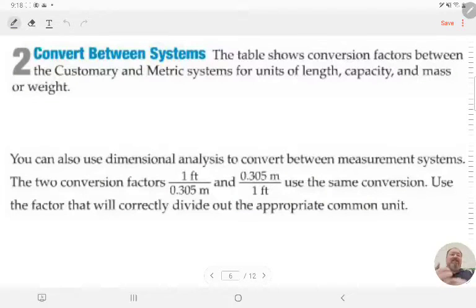So we can convert between systems also. I'm going to show you a table in a minute that shows conversion factors between the customary and metric systems for units of length, capacity, and mass or weight. So you can use dimensional analysis, which is what we were just doing, to convert between measurement systems. The two conversion factors, 1 foot equals 0.305 meters, and 0.305 meters per 1 foot, use the same conversion. Use the factor that will correctly divide out the appropriate common unit.